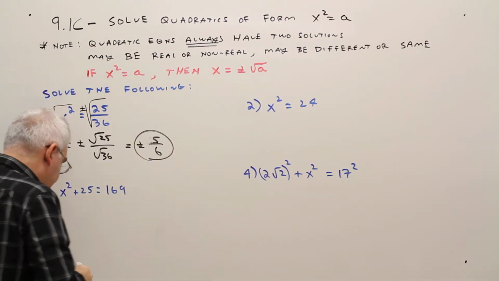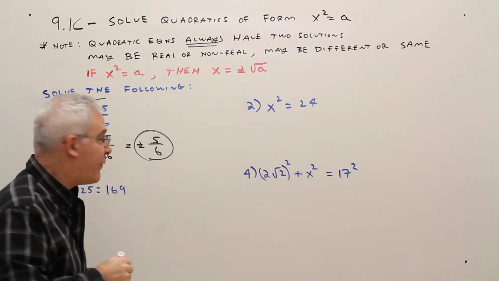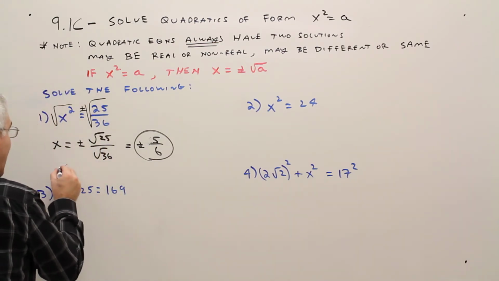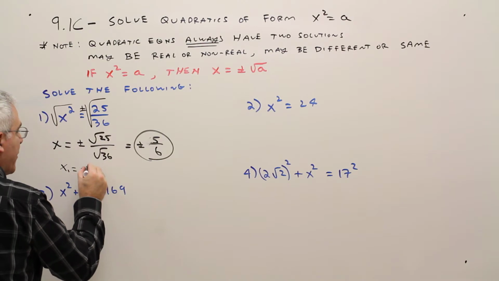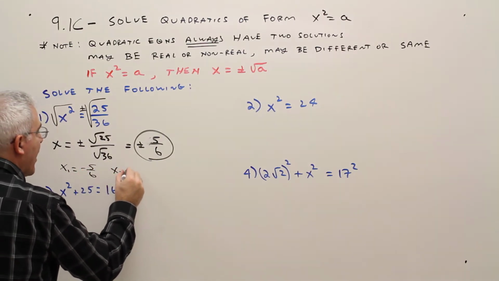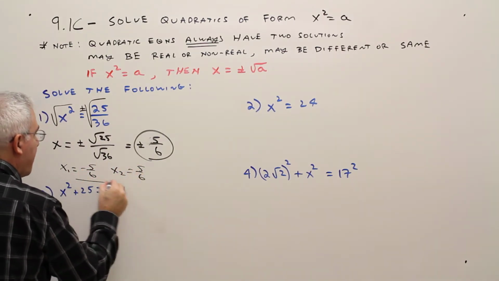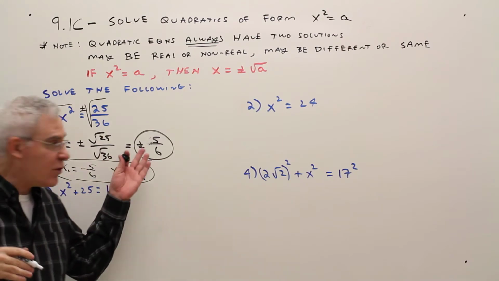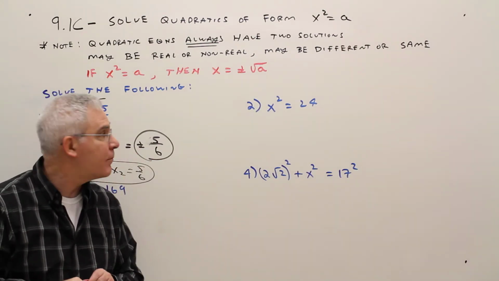Sometimes in my quiz or test, I'll give you 2 answer blanks. So x sub 1 equals minus 5 over 6. X sub 2 equals positive 5 over 6. 2 different ways of representing the answers.